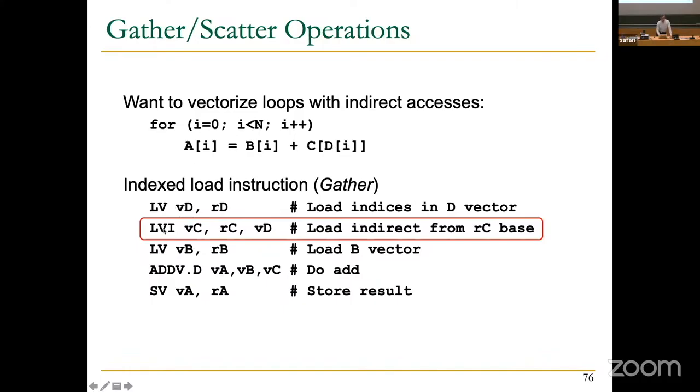And then we do a load indirect from RC based. What this instruction will do is, here you have a vector of indices that are specified by D, and then we do a load indirect where you take RC and add the index to it, for each element of this vector, and then load it into consecutive elements of vector C over here. Okay?